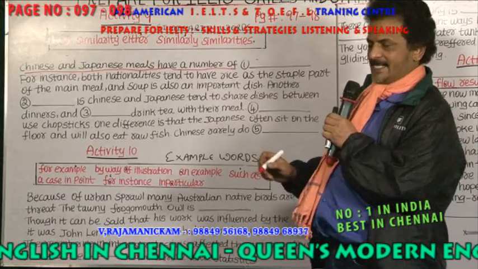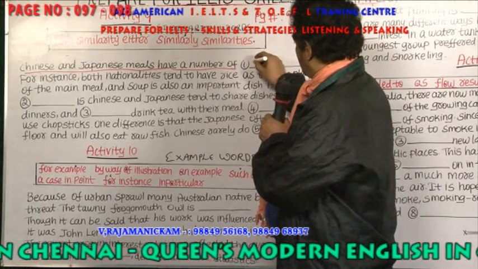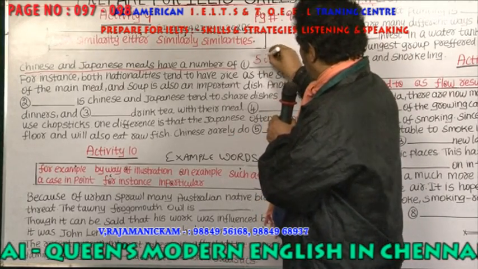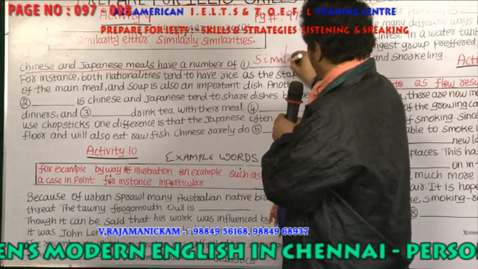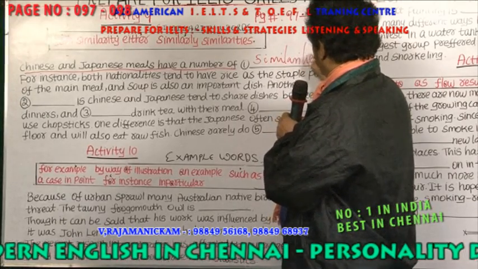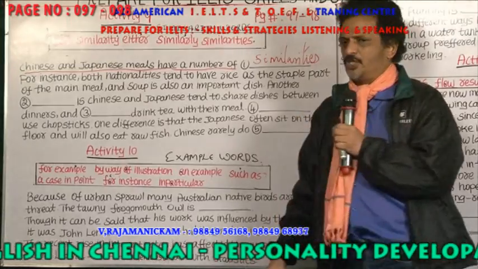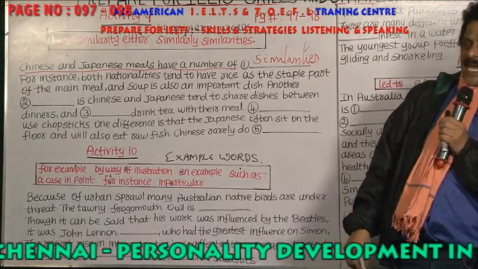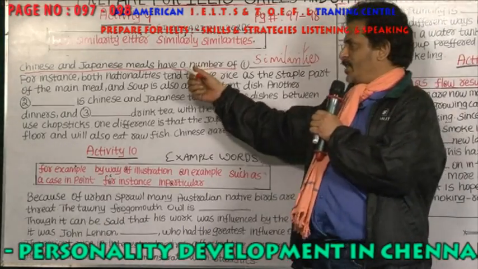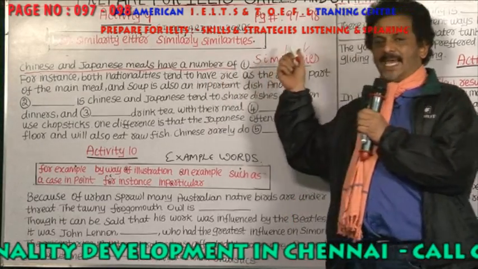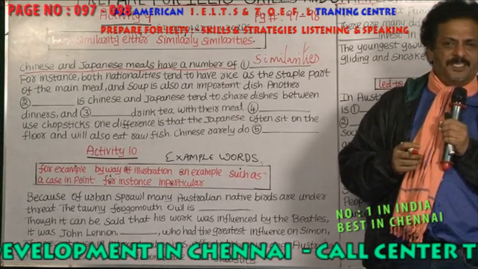Similarities. Are you clear about the similarities? Are you sure? Okay, similarities. So what is similarities? Is it a noun or a verb or an adjective? Chinese and Japanese meals have a number of similarities. Is it a noun or a verb? Definitely it is a noun.